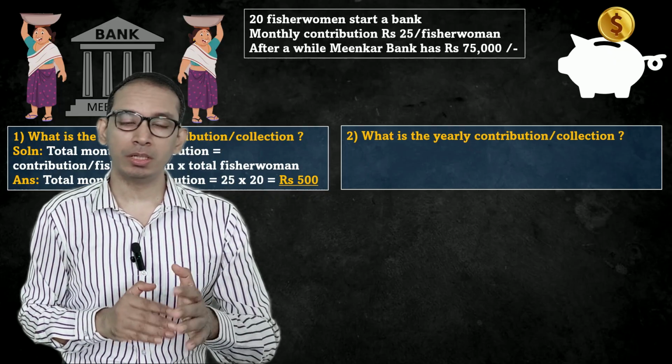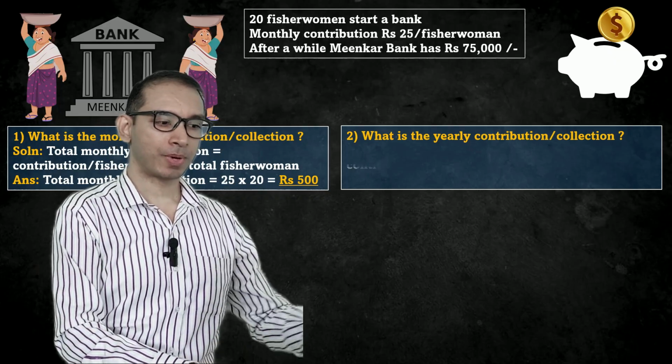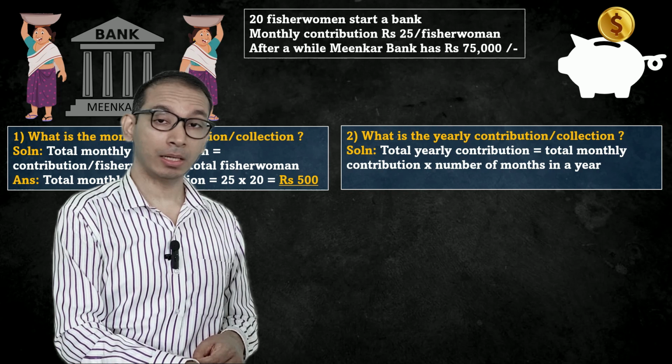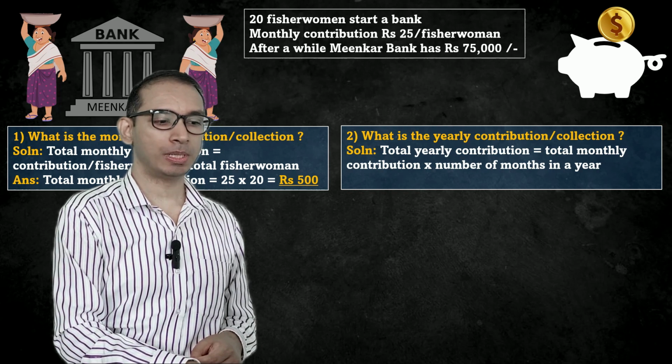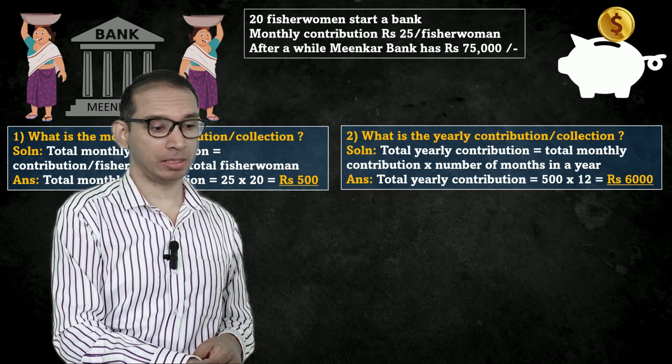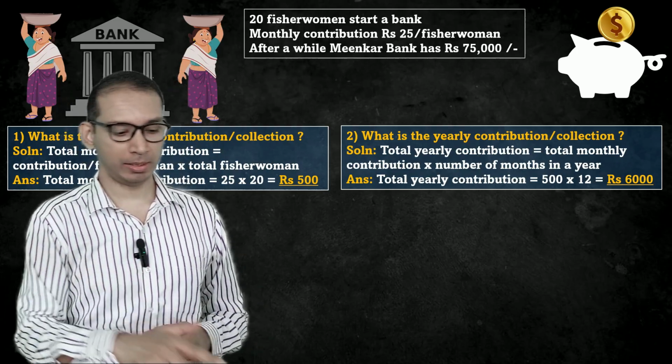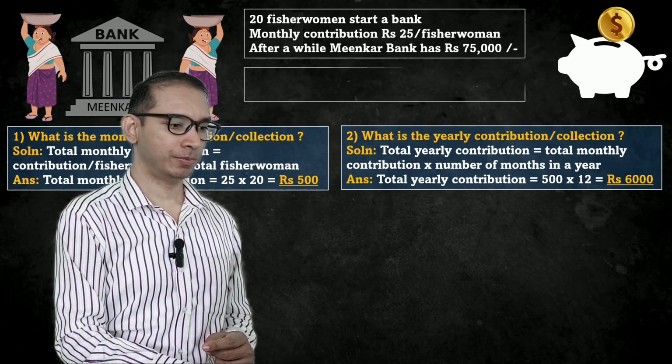Second part of the question. What is the yearly contribution or collection? So 500 rupees they collect in a month. How much will they collect in a year? There are 12 months in a year. So 500 into 12 is rupees 6,000.